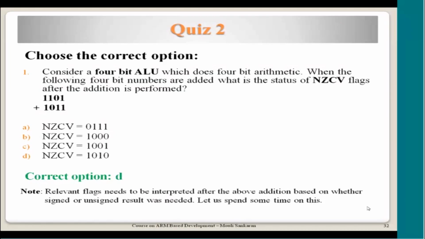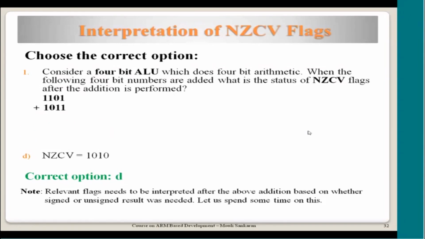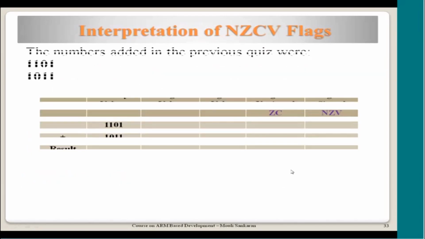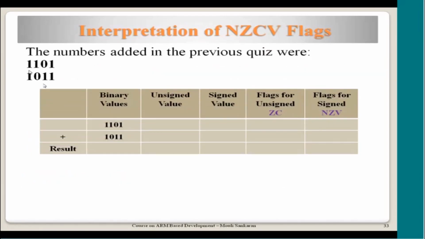Now let us see how these flags are set when these bits are added. The same problem I have given here. These numbers are the same. Let us try to interpret these numbers, what they mean. As I told you, this is a 4-bit number. This could be extended to 8-bit or 16-bit by simply copying the sign bit to all the higher bit positions. So whatever you understand from 4-bit is applicable to 8-bit, 16-bit or 32-bit also.